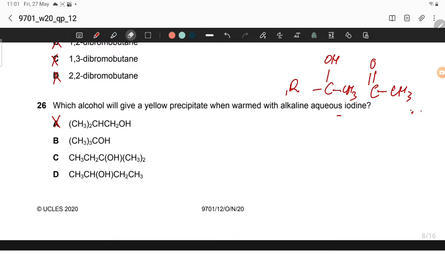Next, B is OH. This is a tertiary alcohol. This will not give the positive test with alkaline aqueous iodine.